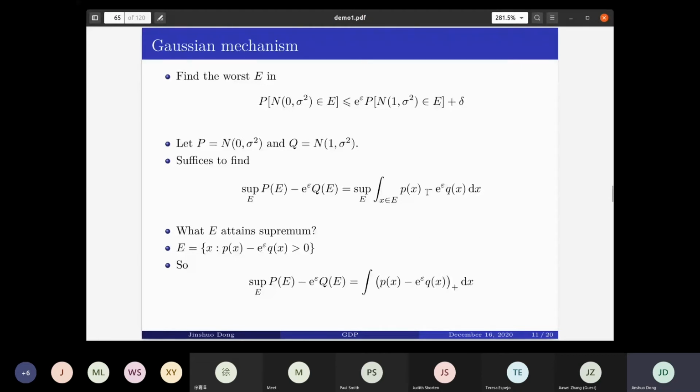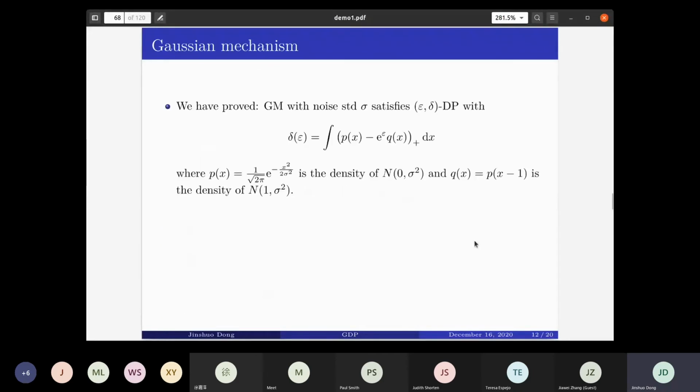Okay, so I plug this thing in. This is where they are negative, and that is where they are positive. So it's like we are integrating the positive part of this function, where this parenthesis with subscript plus is the positive part. We are almost done here. So far, we have proved that the Gaussian mechanism with noise standard deviation sigma satisfies epsilon-delta DP, where delta has this expression. Now the rest: we already know that P is the density of this thing, Q is the density of this thing. These are simple expressions, so there are no quantifiers. We can just do the calculation.